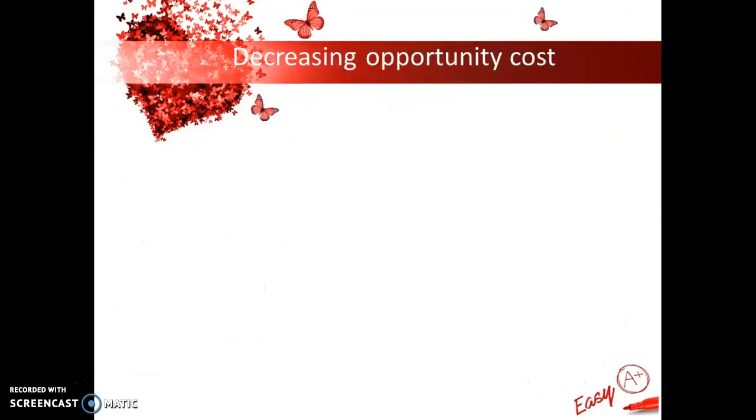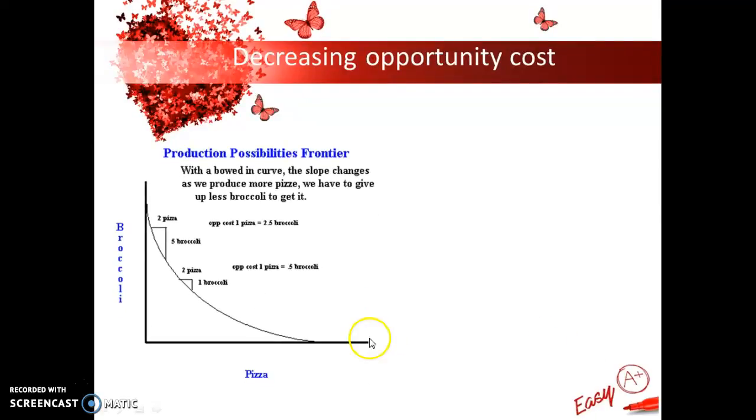Decreasing opportunity cost. Right here, this particular country is producing broccoli and pizza, right?